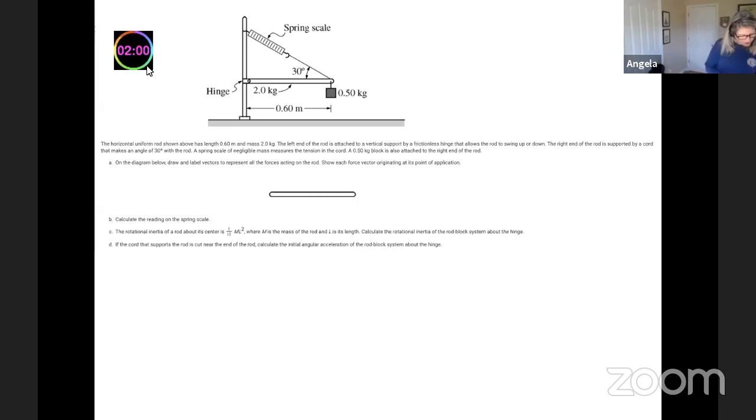Okay, so first we're going to draw a force diagram. So we've got tension of the string on the rod. We have the force of the earth on the block, and we have the force of the earth on the rod. These are not drawn to scale. And then there's the force of the hinge on the rod. So those are the four forces acting on the rod. And then you want to find the tension in the string. They're asking for the reading on the spring scale, but that's the same as the tension in the string.